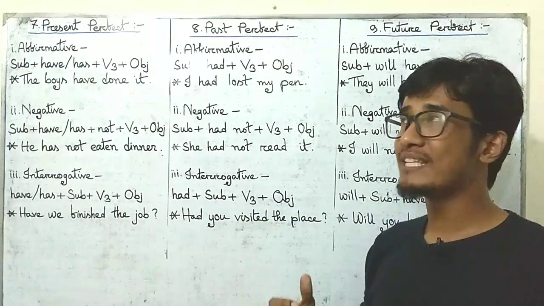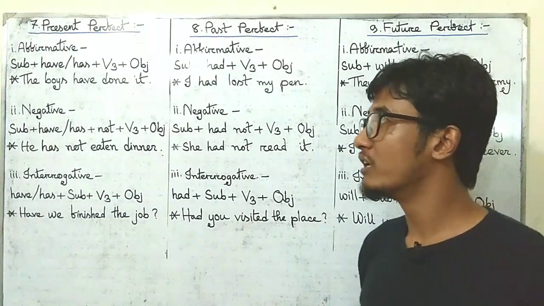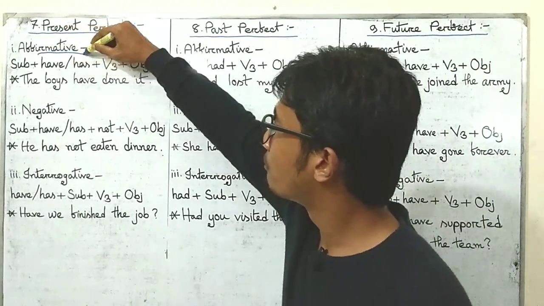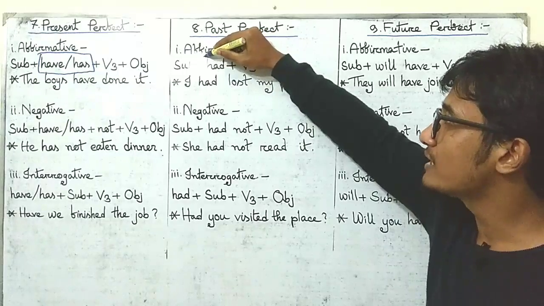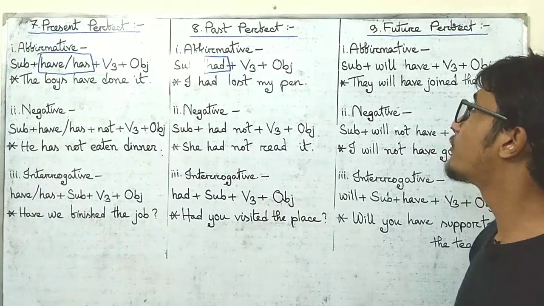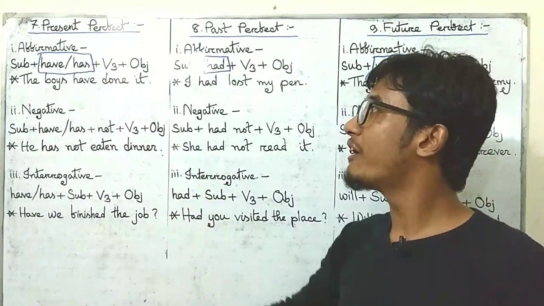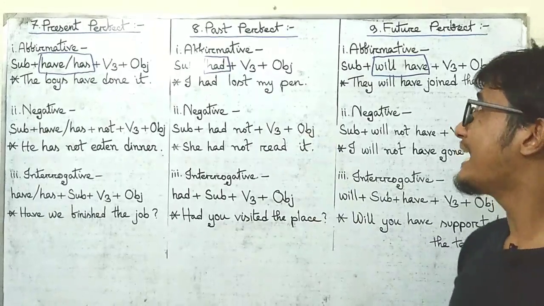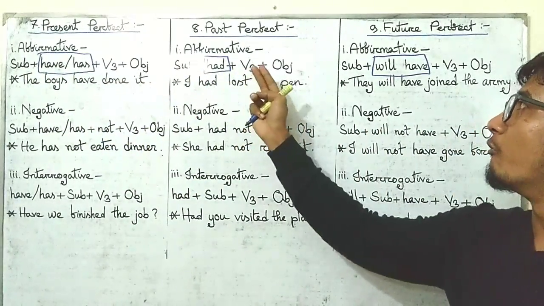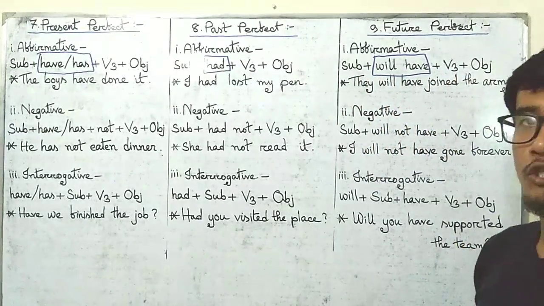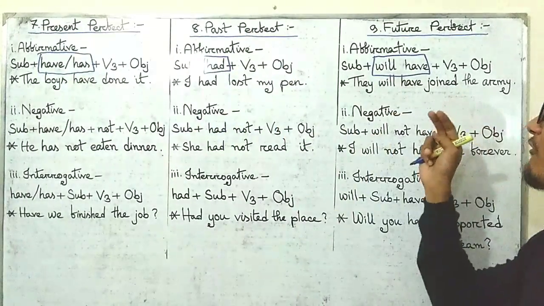So in the affirmative sentences of present, past and future perfect, we start with subject, then auxiliary verb, then V3 and object. So there are some changes, absolutely. In the affirmative sentence of present perfect, the auxiliary verb that we use is either have or has. In the affirmative sentence of past perfect, we use only had, and in the affirmative sentence of future perfect, we use will have. The other things are the same: subject V3 object. So we'll have to be aware in case of using have or has in present perfect's affirmative, had in past perfect's affirmative, and will have in future perfect's affirmative.